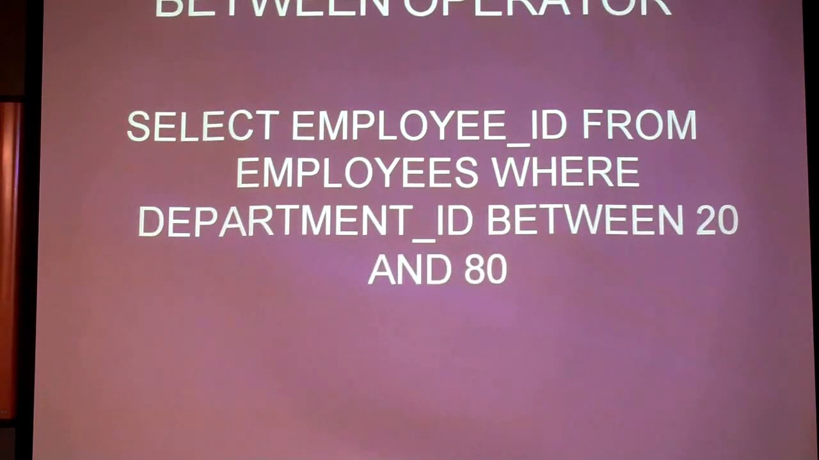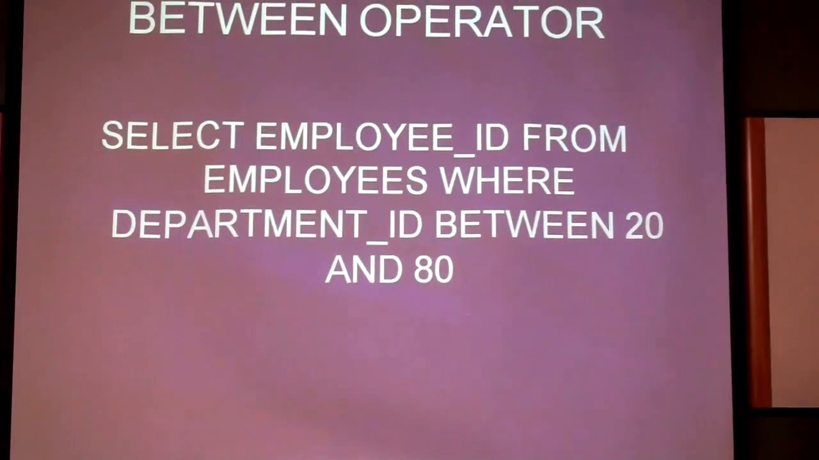So the next operator is BETWEEN, which is similar to IN, except that it generates a range. Instead of defined values, for example 20, 60, and 100, it gives you a range, and the range is specified in this format. It says department ID between 20 and 80. So you specify the lower and the upper limit of the range. What happens here is that the BETWEEN operator will generate a list behind the scenes, which contains 20, 21, 22, all the way to 80.